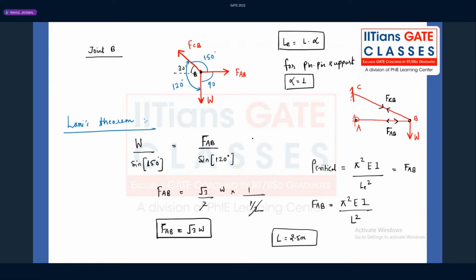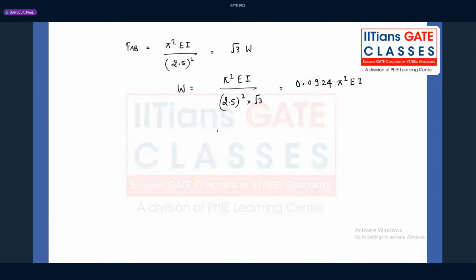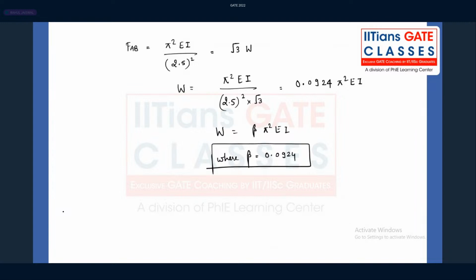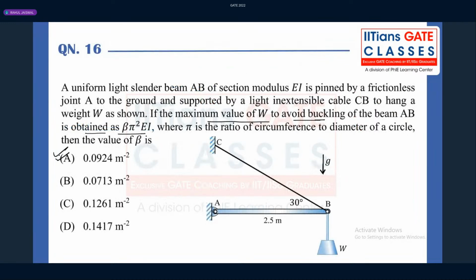In the problem, they have said that the maximum value of W to avoid the buckling of AB is obtained as beta pi square EI. So W can be written as beta pi square EI, where beta is 0.0924. So what should be the correct answer? The correct answer should be A, guys.